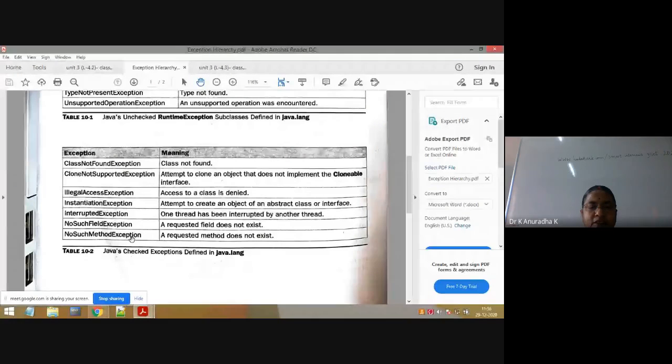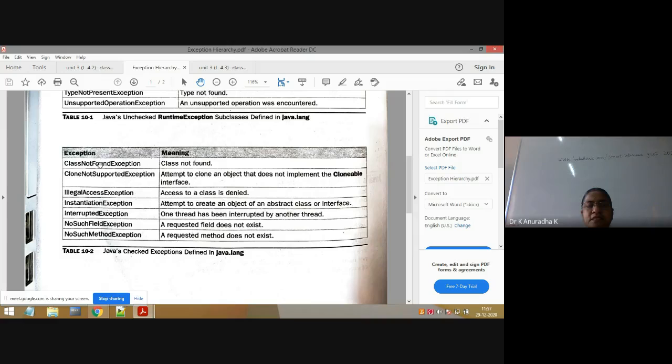Suppose your class is Student, but inside the Student class you have not written a main method, and you have saved the file as Student.java. Compilation is javac Student.java, and execution is java Student. During execution, the JVM will go to the Student class and search for the main method first. But the main method is not available in your Student class. At that time, the JVM will give you a runtime error, and the name of the exception is NoSuchMethodException, meaning the requested method does not exist. You can see the meaning here also.